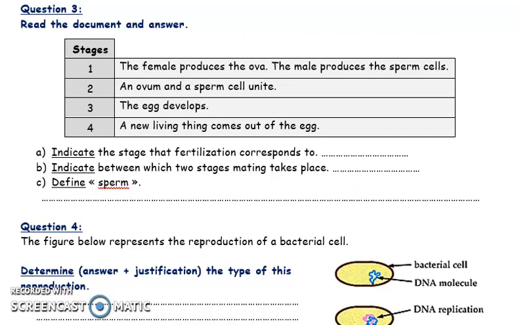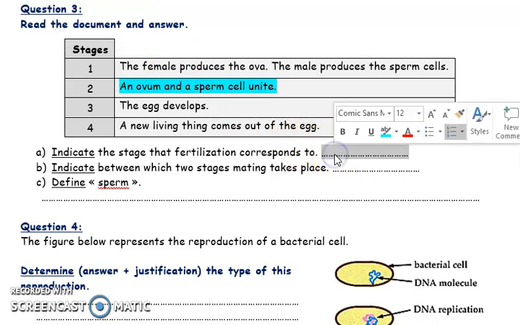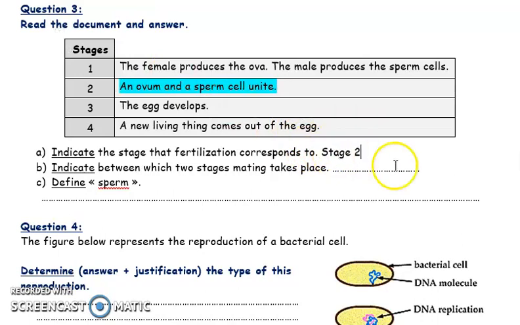Indicate the stage that fertilization corresponds to. Fertilization corresponds to the union of the ovum with the sperm cell. So it's stage 2.